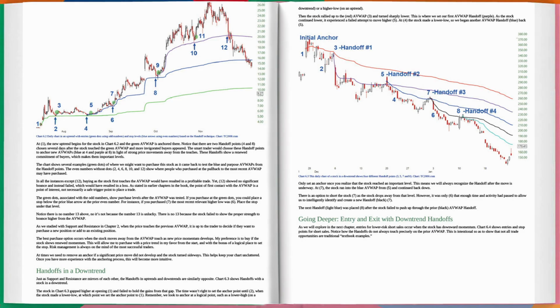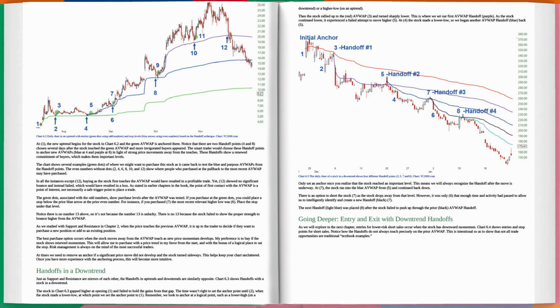Notice that there are 2 handoff points, 4 and 8, chosen several days after the stock touched the green AVWAP, and more invigorated buyers appeared. The smart trader would choose these handoff points to anchor new AVWAPs, blue at 4 and purple at 8, in light of strong price movements away from the touches.